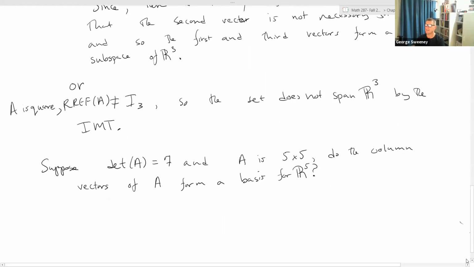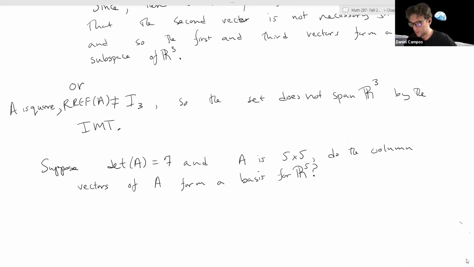How do you know it's R5? Because n is equal to 5. Well, it's 5 by 5. 5 by 5, yeah. That's the only other little piece there.